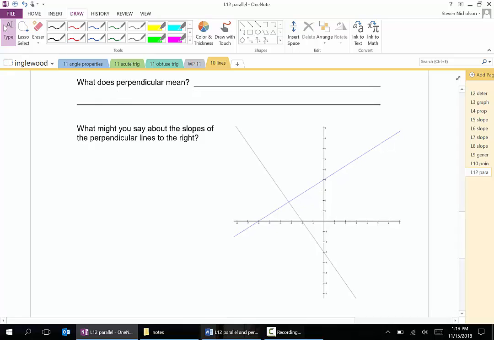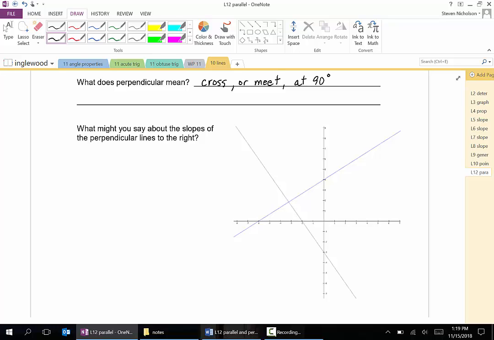So then the next kind of slope we're going to look at is perpendicular slopes. So first of all, what does perpendicular mean? Well, perpendicular means two lines that cross or meet, they don't have to cross, at 90 degrees. So at a right angle. So if two lines are meeting at a right angle, they cannot possibly have the same slopes.